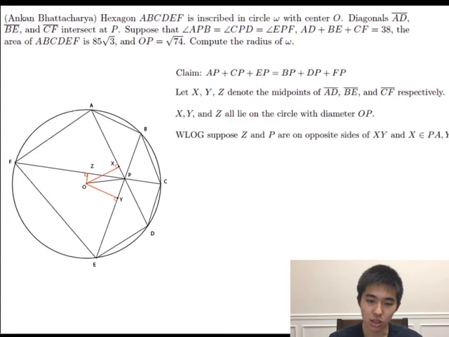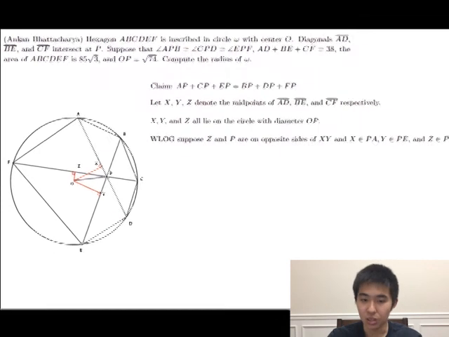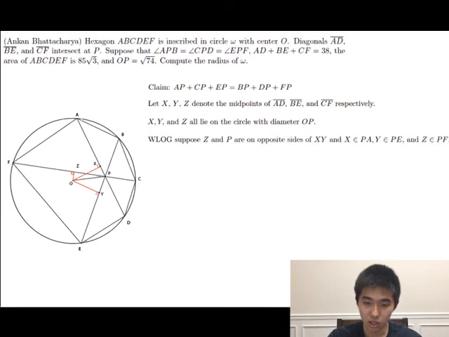So next, without loss of generality, suppose that Z and P lie on opposite sides of XY. And X is on segment AP, Y is on segment EP, and Z is on segment PF. And the reason we can assume this without loss of generality is because we can always rotate the point names or reflect them such that this statement is true.